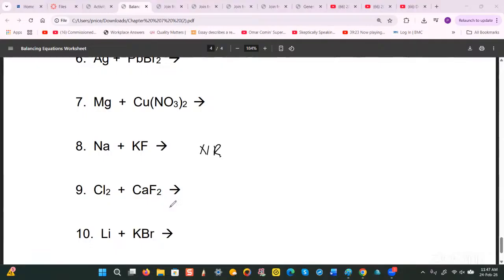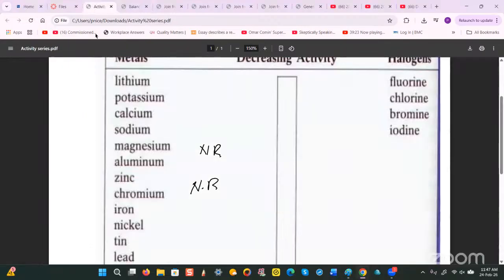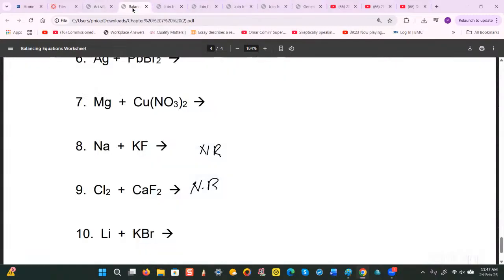So chlorine is below fluorine, so what does that mean? A reaction. No reaction. Okay, the next one is lithium and potassium bromide. So let me go to the table here. So lithium is directly above potassium, which means that lithium is more reactive. So what does that mean for this here? LiBr and potassium, and that's it.